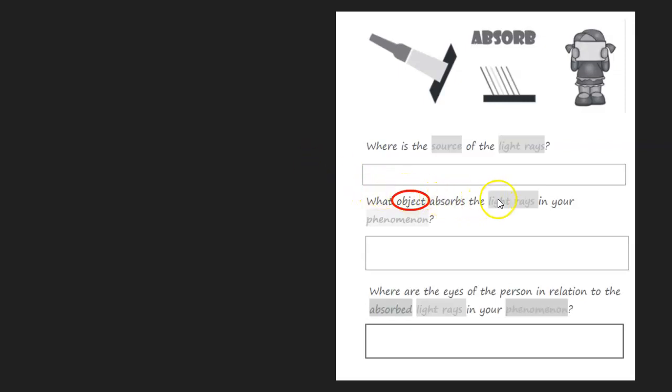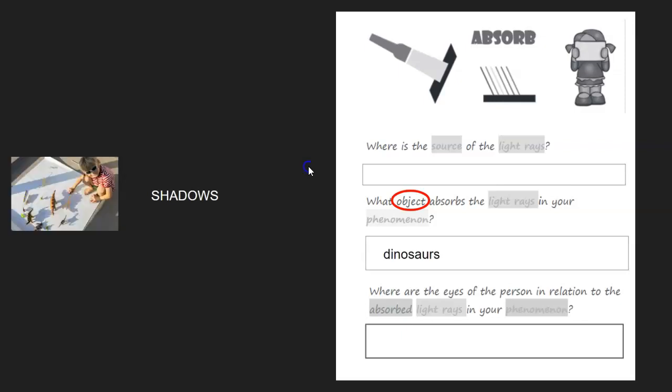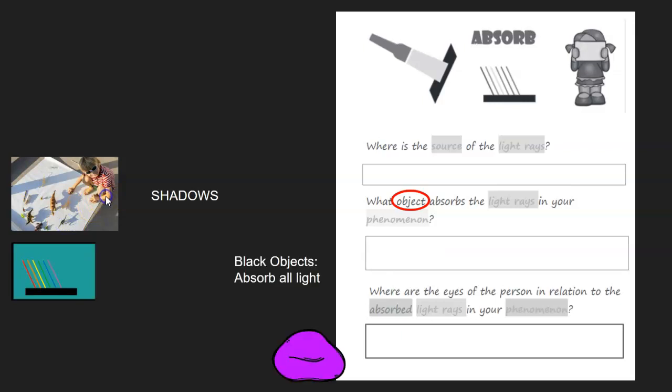What object absorbs the light rays in your phenomenon? This you're going to pick. There's going to be lots of different things that could absorb the light rays, right? Let's look at this example. If yours has a shadow in it, what's the shadow of? That's what's absorbing it. So in this case, the object that's absorbing the light rays is the dinosaurs because they're making the shadows. Okay, but it could be something else.